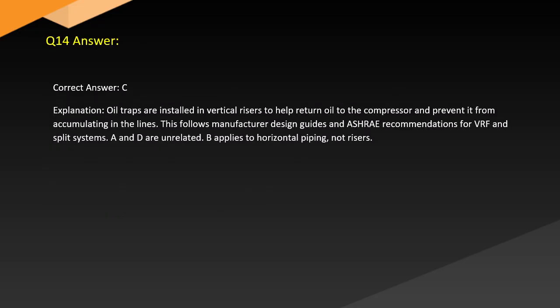Answer. Correct answer. C. Explanation. Oil traps are installed in vertical risers to help return oil to the compressor and prevent it from accumulating in the lines. This follows manufacturer design guides and ASHRAE recommendations for VRF and split systems. A and D are unrelated. B applies to horizontal piping, not risers.